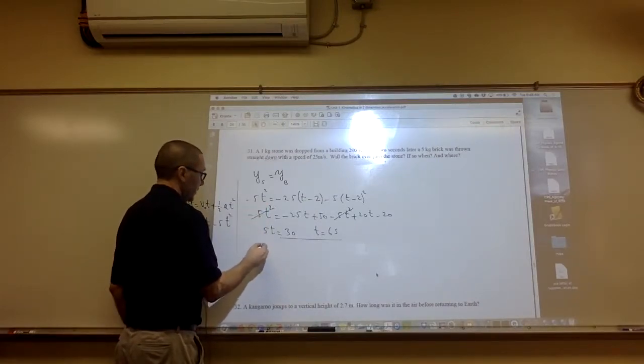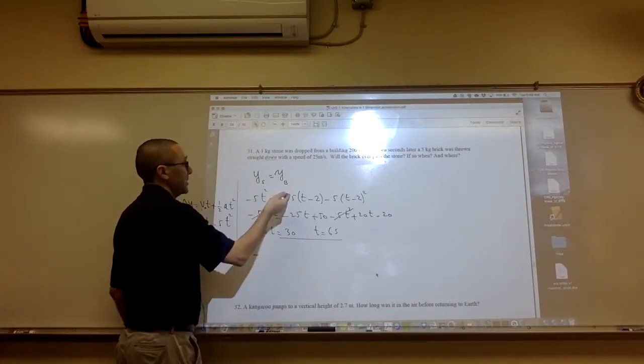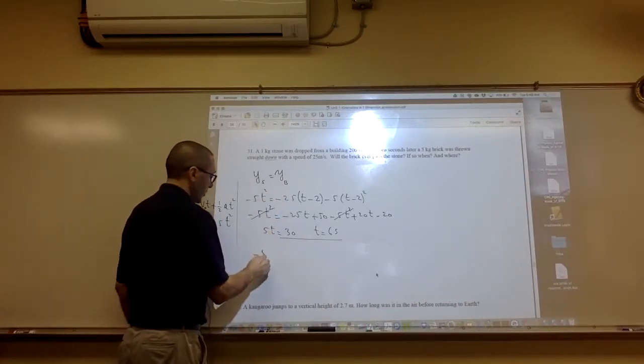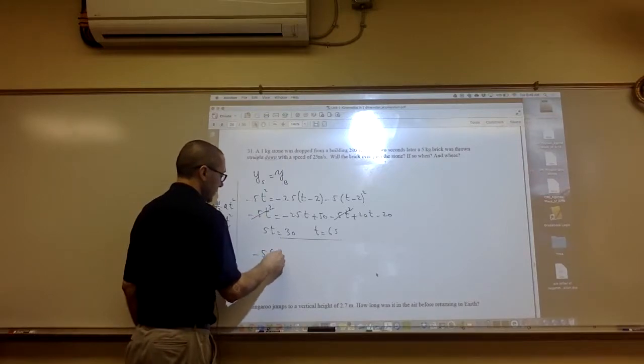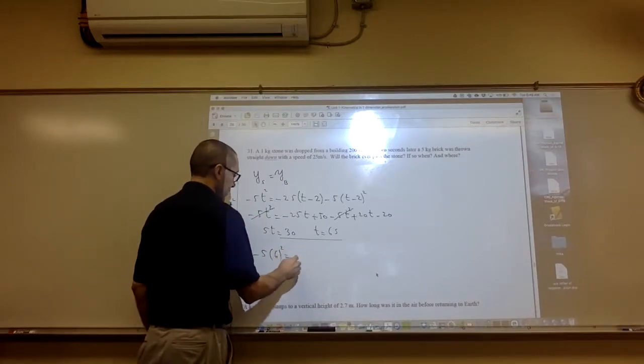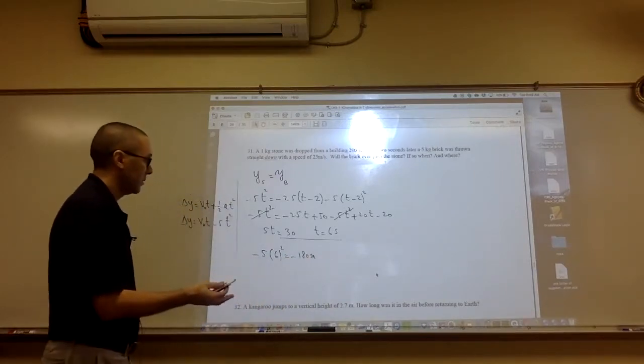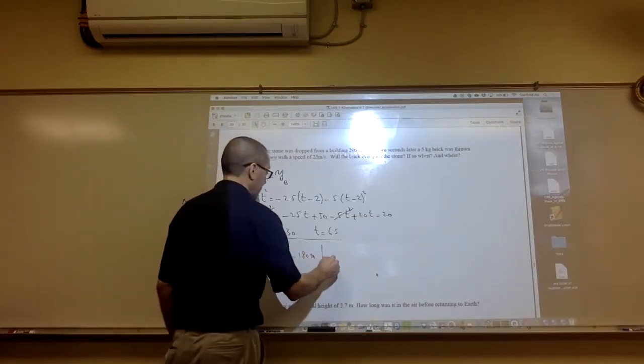So it's just going to be the position of the stone, which happens to be the same as the position for the brick. So it's negative 5 times 6 squared, and you can do the math. So that's negative 180 meters. So it's 20 meters above the ground. If you want to do it with the other one, you get negative 25.